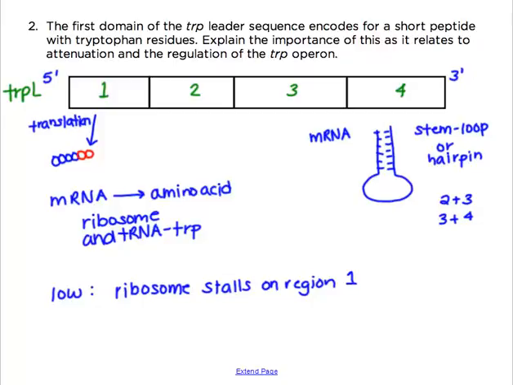And because it's stalled, regions 2, 3, and 4 of the mRNA are free to form structures with each other, and 2 is free to form structure with 3. So when there are low tryptophan levels, the ribosome stalls on region 1, and regions 2 and 3 make this stem loop structure together.